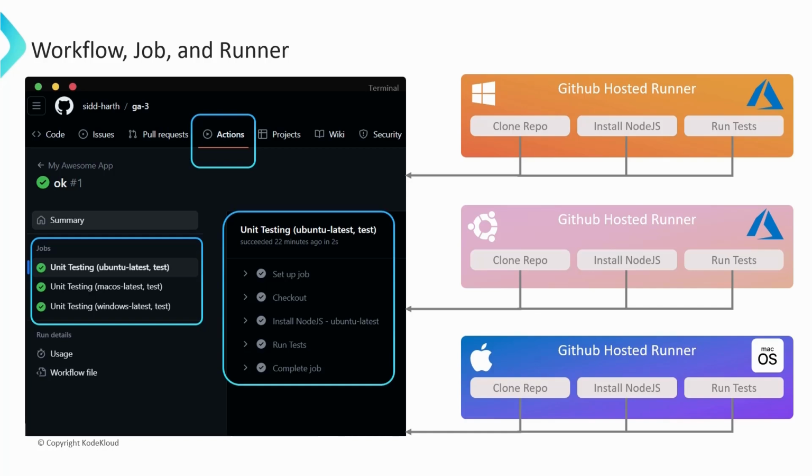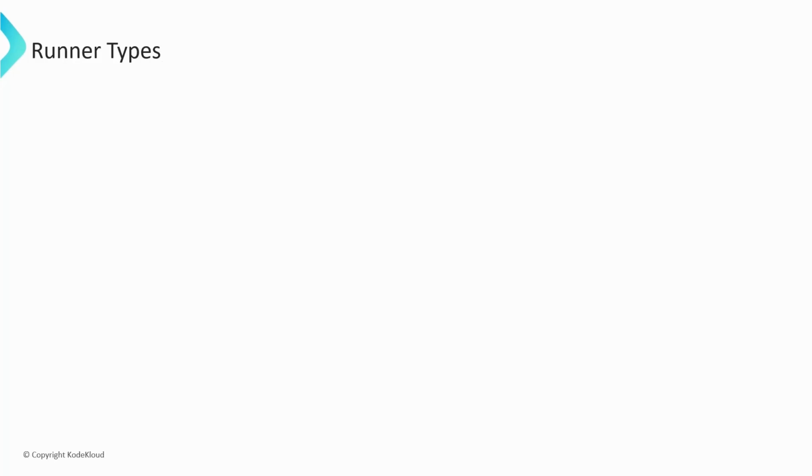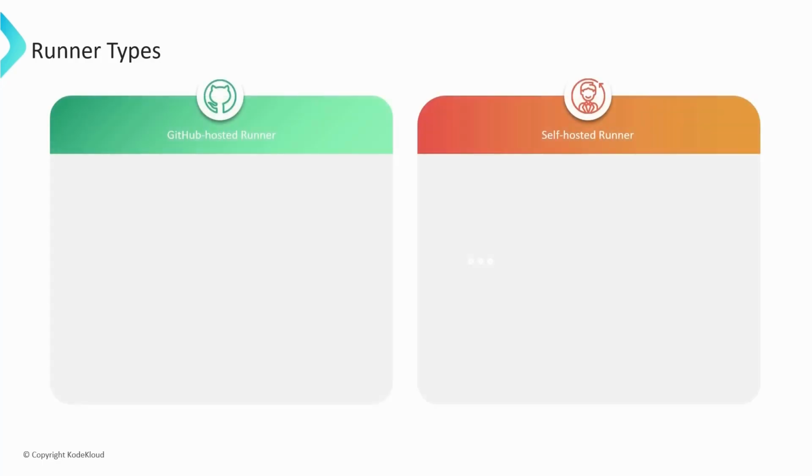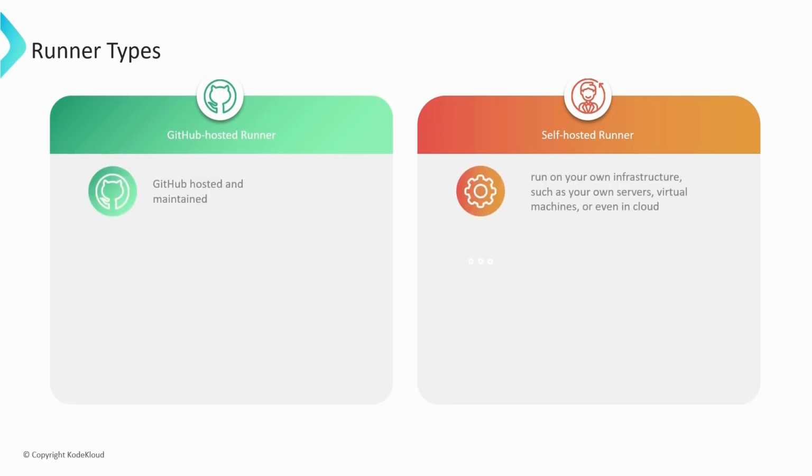Now that we talked about runners, let's understand the types of runners. We have 2 types of runners, GitHub hosted runners and self-hosted runners. Let's explore the key differences between them. The GitHub hosted runners, as mentioned in the name, are hosted and maintained by GitHub. GitHub provides a set of virtual machines with various configurations, including different operating systems and software environments. So you don't need to worry about managing the infrastructure of these runners.